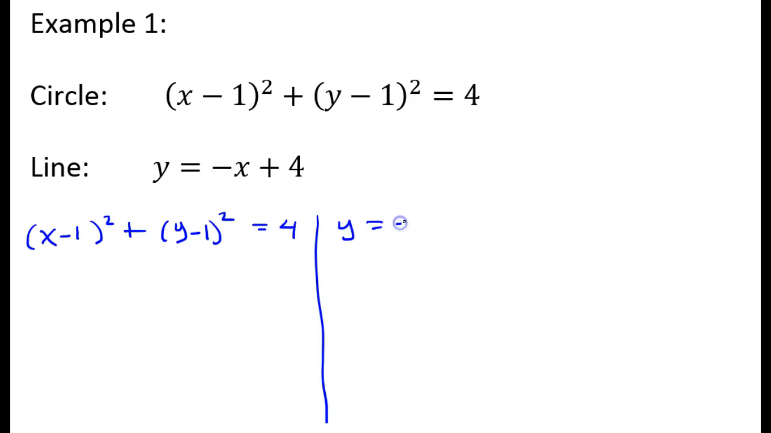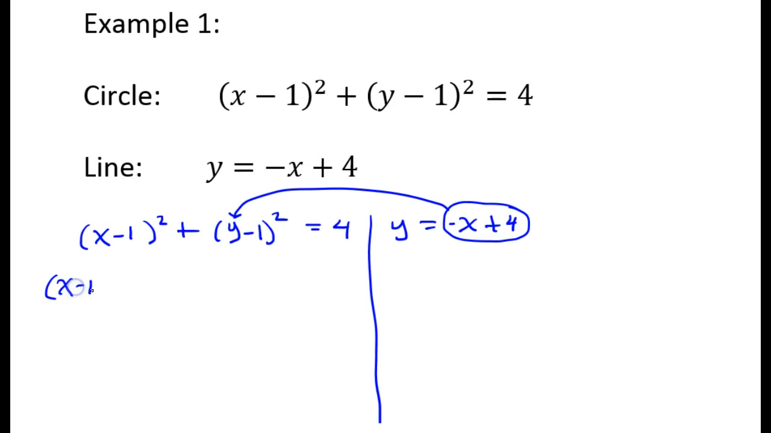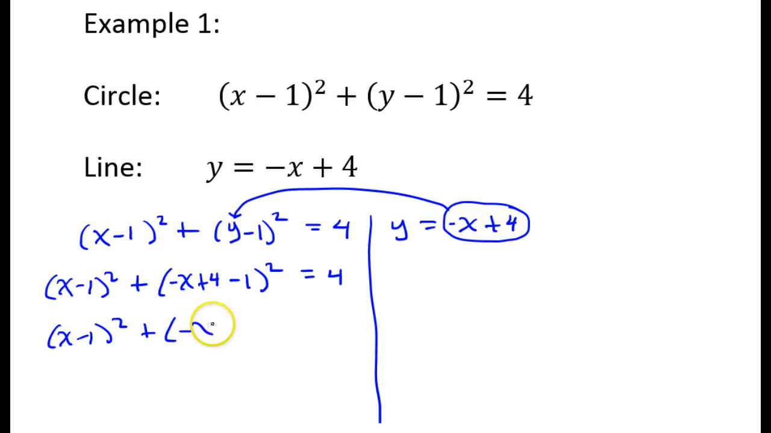So I've got y equals negative x plus 4. Because y equals negative x plus 4, I can take negative x plus 4 and substitute it in for y in the first equation. So the first equation becomes (x minus 1) squared plus (negative x plus 4) minus 1 squared equals 4. So I've got (x minus 1) squared plus (negative x plus 3) squared, combining like terms, is equal to 4.